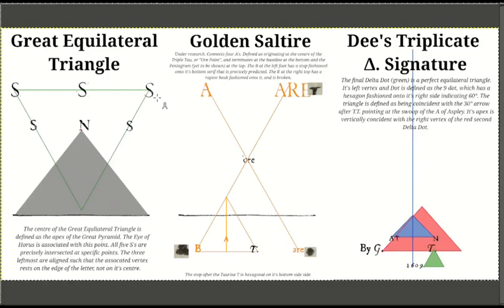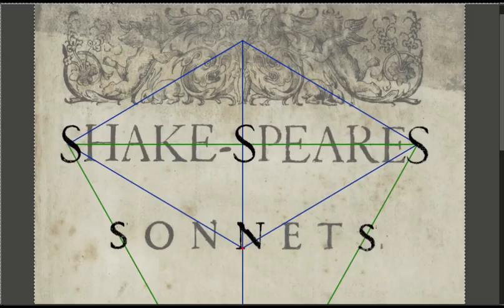We have three equilateral triangles. This huge one here, we've also got this one in what I'm calling the golden saltire, and there's also this green one on D's triplicate signature. Now there's also these two equilateral triangles which I've discussed before on previous presentations. They're in there, but they're intrinsically connected to this green triangle. Multiply the blue line by root 3 and you get the green line. So they're too close to that, and I've got three.